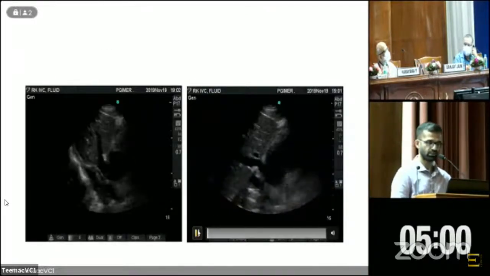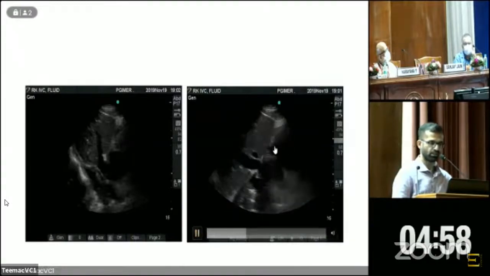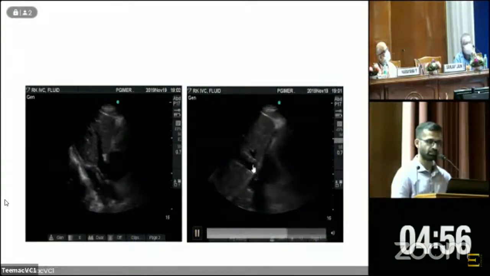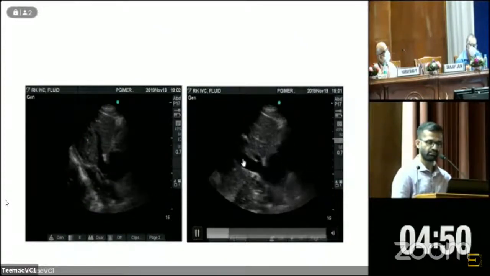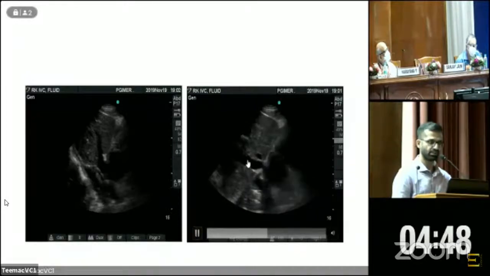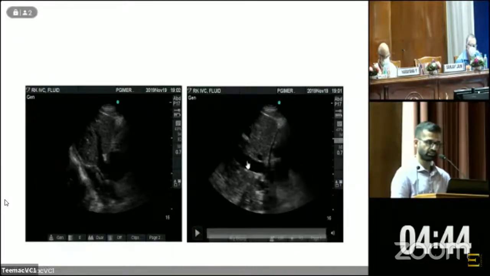So in this image, this is the contracting heart. This linear anechoic structure is the IVC, and this is the hepatic vein. We see that with each breath, the variation of the IVC diameter is not much. Though there is variation, it's not much.